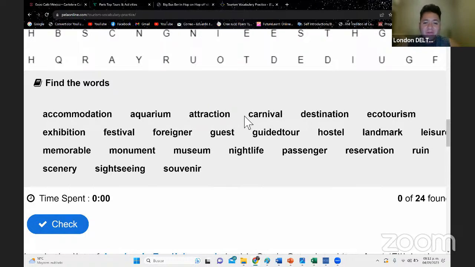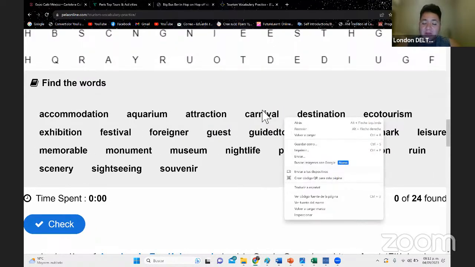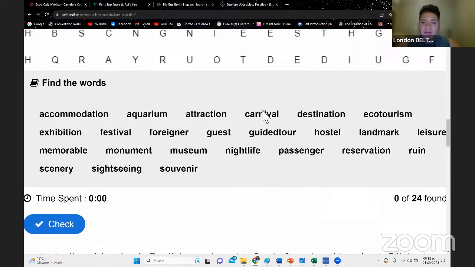All right. We have also Carnival. This is more like a thing in Brazil, but well, the first thing that comes to my mind is Brazil, the Carnival. But there are carnivals everywhere. So those dances, the music, people disguising.